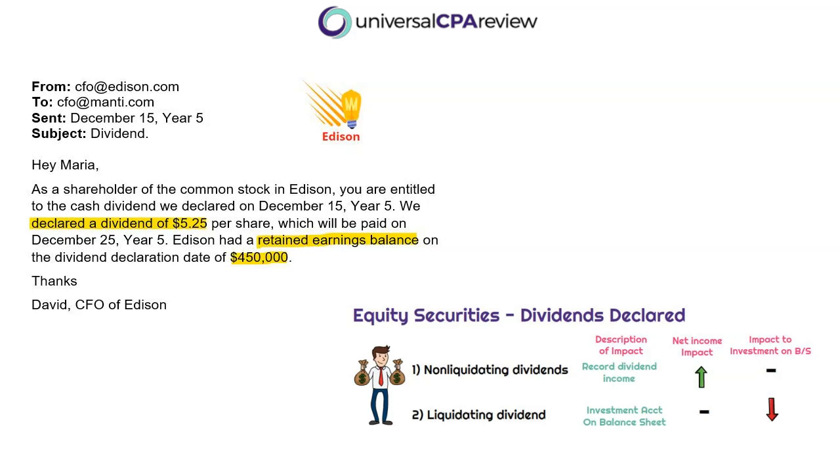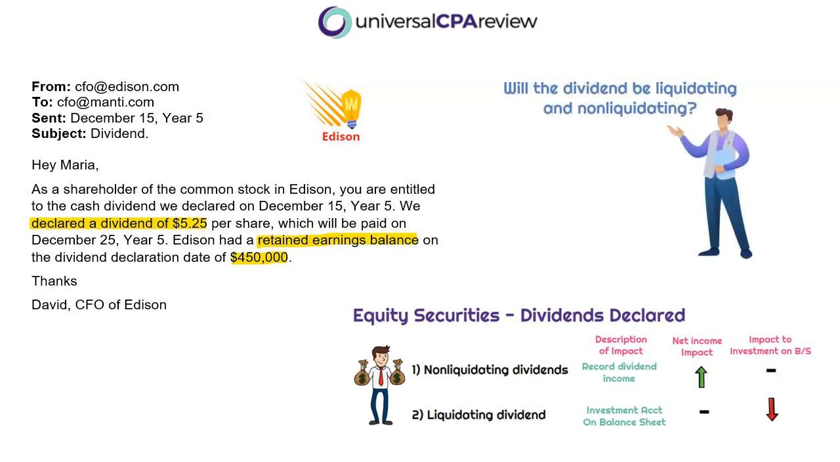So in this case, they don't really tell us, but they do tell us some information about retained earnings. So perhaps part of this dividend is liquidating and the rest of it would be non-liquidating. But that's what we'll get to, and we'll figure out how that impacts the journal entry and the financial statements.